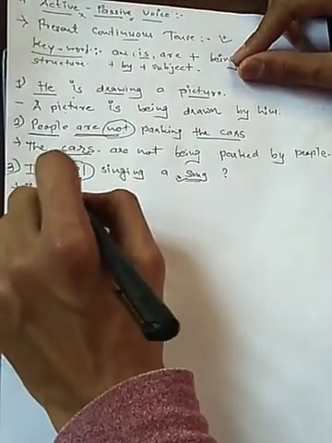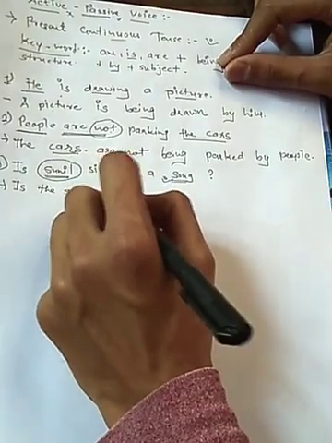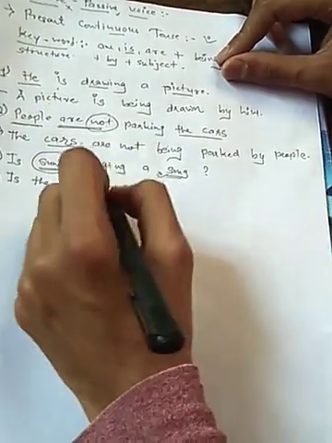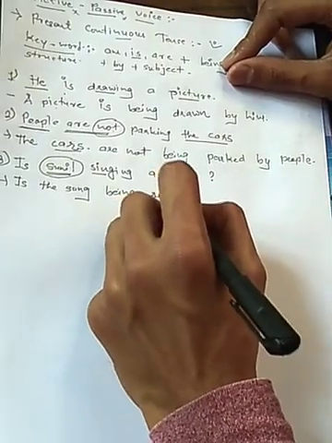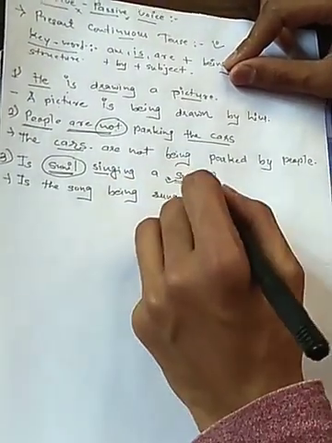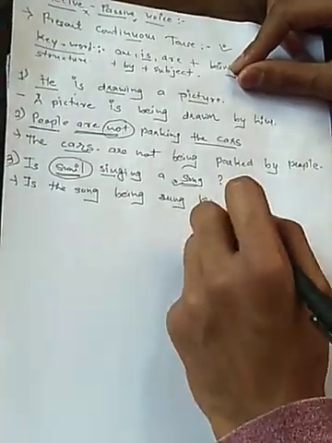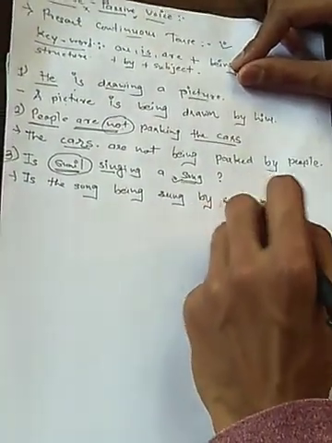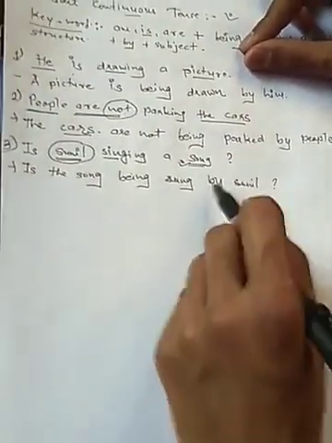Is the song, then after being, past participle of sing, that is sung, by, subject, that is Sunil. Why? Because Sunil, the name itself, is given here. So the answer is like this. Is the song being sung by Sunil?